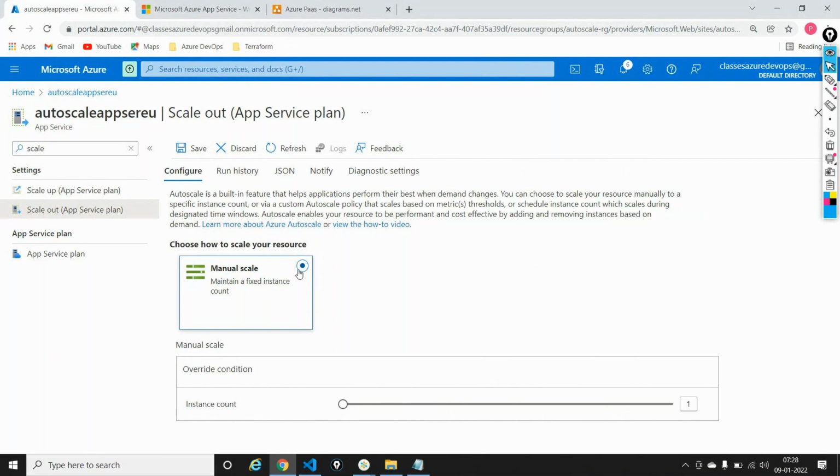But this is not accurate, right? Because I might miss the time. I don't even know when there is a spike. I don't even know what kind of traffic I'm dealing with. I don't even know when the festival season is starting. So all this is a management headache, and I don't want to manually scale things out.